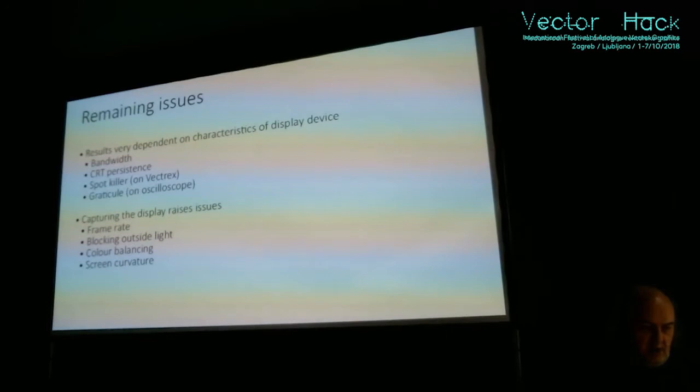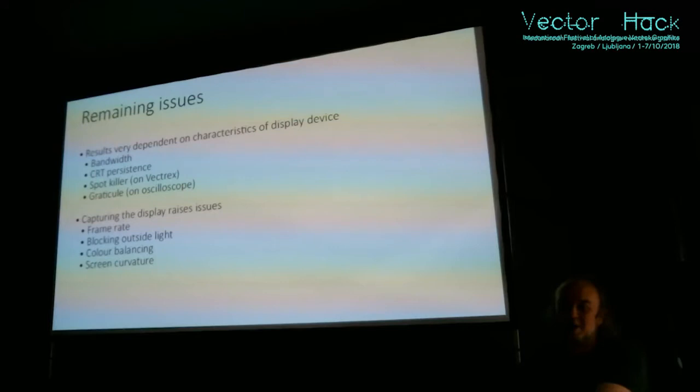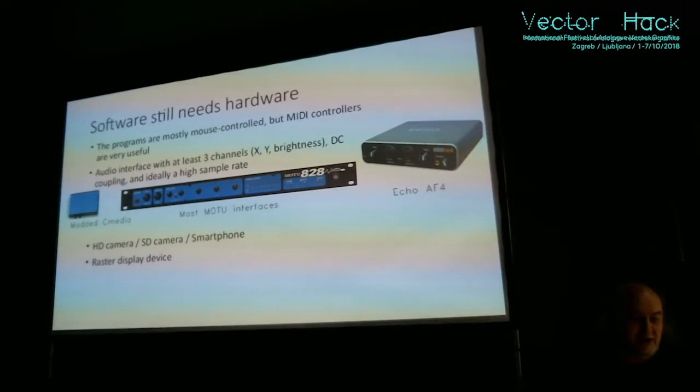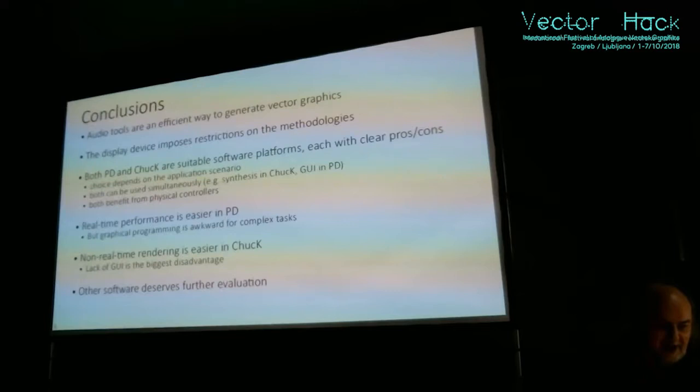Remaining issues: we've got to somehow capture the device and put it onto a raster display of some description. We've got to consider things like the spot color, the graticule on it, the fact that we've got to somehow prevent light from getting to the camera from other sources, and tweaking the cause and all sorts of other factors. And we still, as I've said, need other hardware to get the best out of the packages.